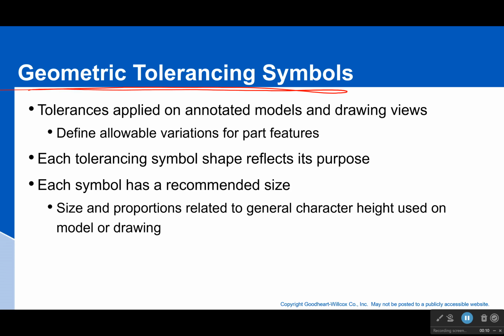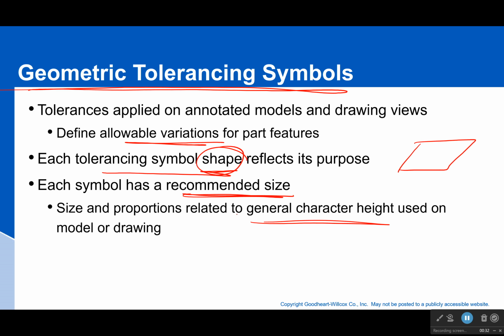These will define the allowable variations for our part feature. Now each tolerancing symbol's shape reflects its purpose. So if right here, that's a flat plane, it's supposed to be showing a flat plane, and so it's supposed to be flatness. Also, each symbol has a recommended size, and that's, as with everything else, related to the general character height used on your model or drawing.